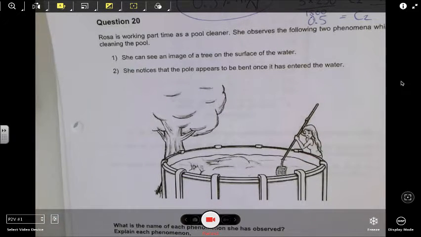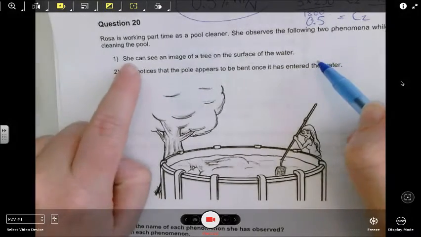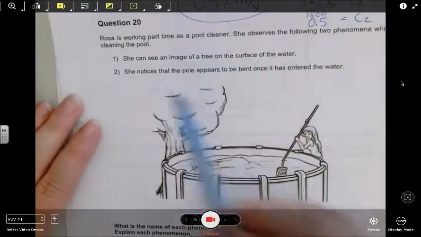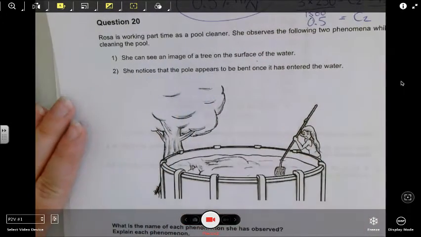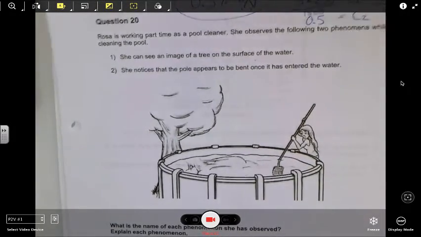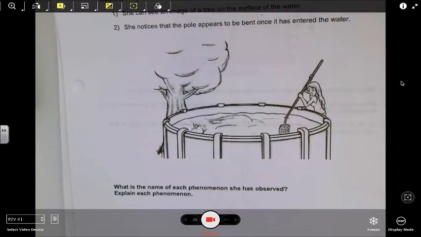Okay, so it says, Rosa is working part-time as a pool cleaner. She observes the following 2 phenomena while cleaning the pool. Number 1, she can see an image of a tree on the surface of the water. Number 2, she notices that the pole appears to be bent once it has entered the water. Okay, and then the question just says, what is the name of each phenomena as she has observed, and explain each phenomena. So you have to be able to explain what it is.